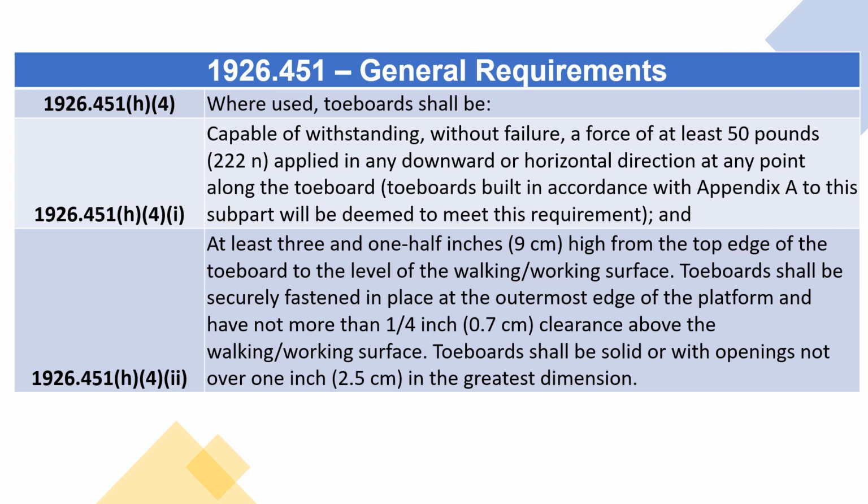And 1926.451(h)(4)(ii) at least 3 1/2 inches (9 centimeters) high from the top edge of the toe board to the level of the walking/working surface. Toe boards shall be securely fastened in place at the outermost edge of the platform and have not more than 1/4 inch (0.7 centimeters) clearance above the walking/working surface. Toe boards shall be solid or with openings not over 1 inch (2.5 centimeters) in the greatest dimension.